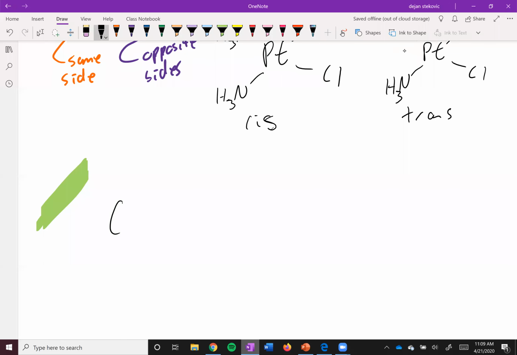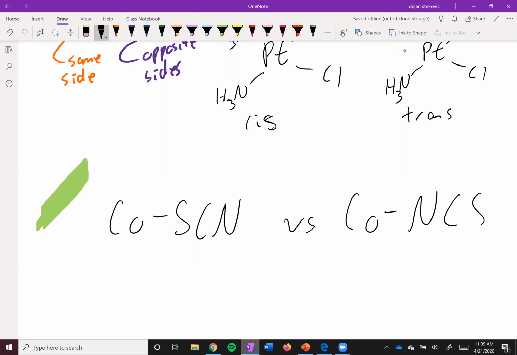So that could be something like cobalt bound to this thiocyanate, this time with this sulfur compound, versus cobalt bound to this thiocyanate on the nitrogen side. So you can see that the way the ligand is bonding is different.